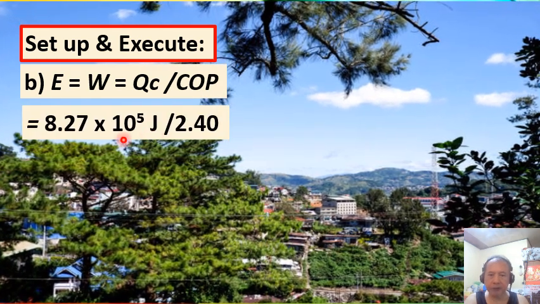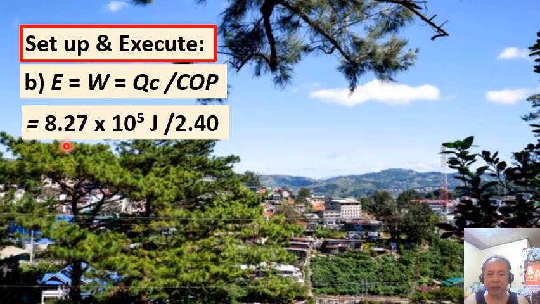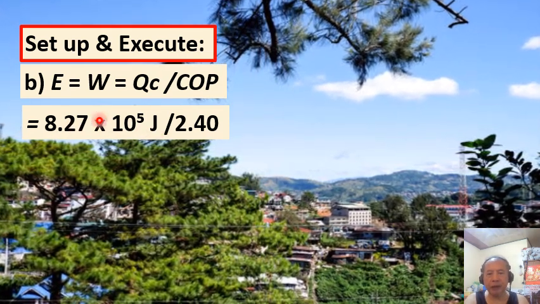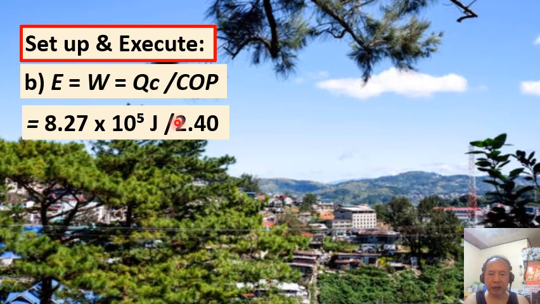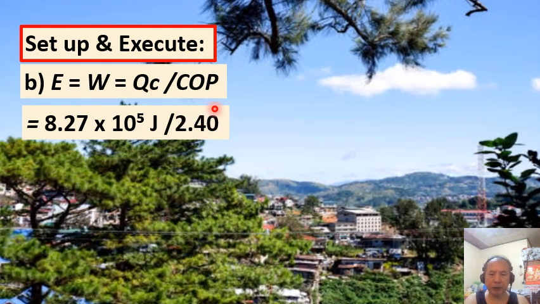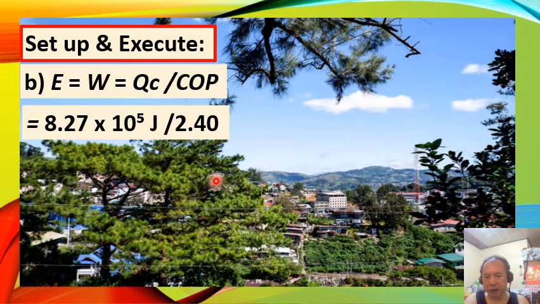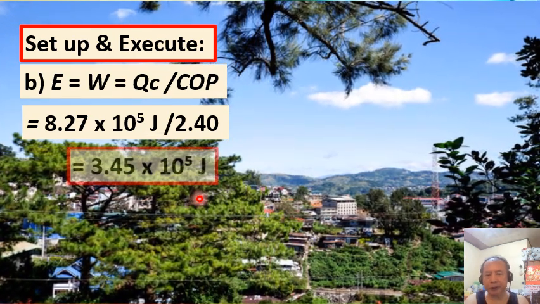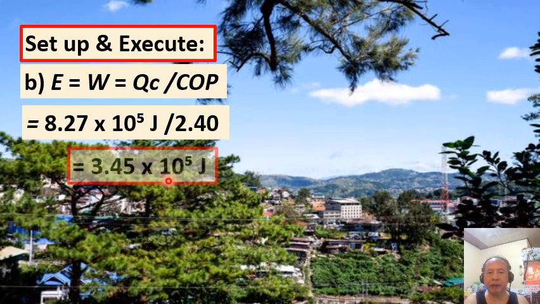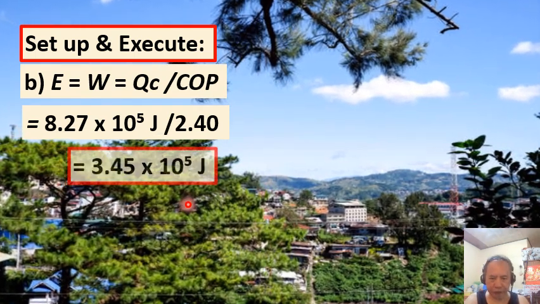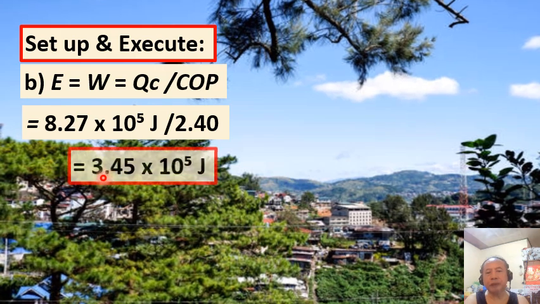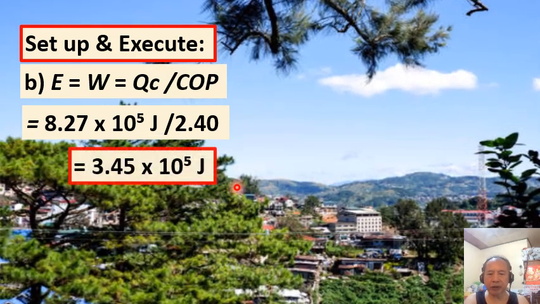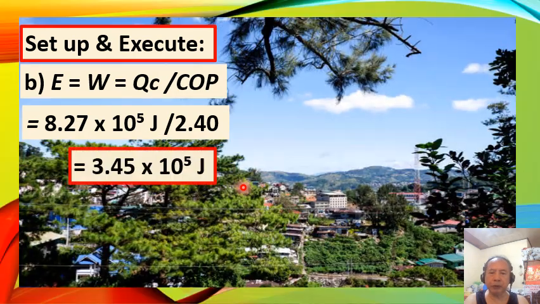this electrical energy consumed equals 8.27 times 10 to the fifth power joules. That's the value of Q sub C, and then divided by 2.40, the value of COP. So we get the amount of electrical energy consumed by the freezer equal to 3.45 times 10 to the fifth power joules. And take note that this amount of energy consumed by the freezer is for a period of 1.0 hour.